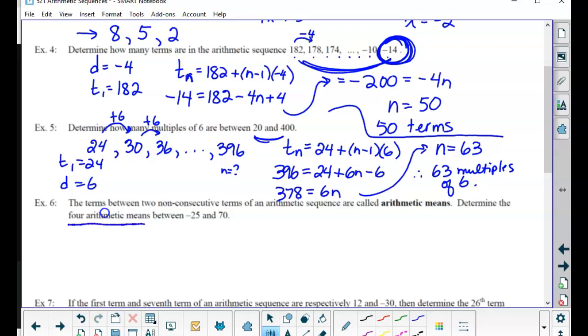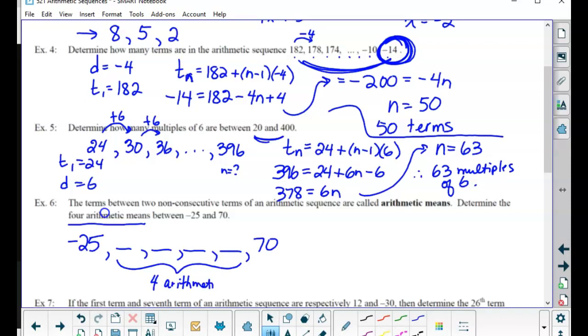So what does this look like? If we're looking for 4 arithmetic means, negative 25 is the first term, then 1, 2, 3, 4, and then 70. That's what we're looking for. These are 4 arithmetic means. So it's not just random numbers. It has to really follow an arithmetic sequence, right? There's a variety of ways of doing this. What you can do is use the formula.